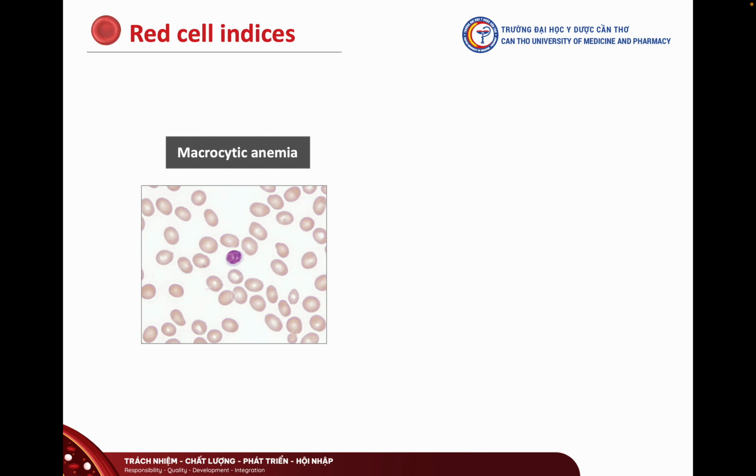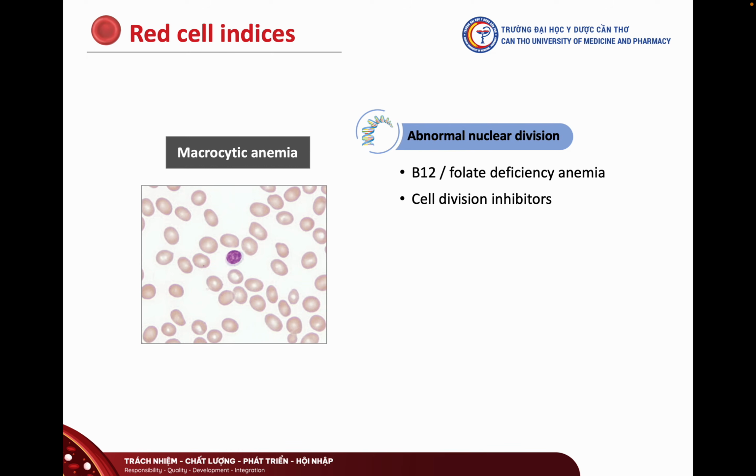And macrocytic anemia can result from 3 major mechanisms, each linked to a different underlying condition. The first, abnormal nuclear division. This is the most important group, including vitamin B12 or folate deficiency anemia, as well as drugs that inhibit DNA synthesis, such as in chemotherapy.